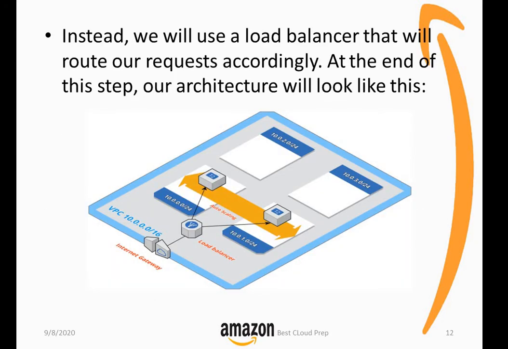Instead, we will use a load balancer that will route our request accordingly. At the end of this step, our architecture will look like this. As you can see, any traffic coming in through the Internet Gateway hits our load balancer. And it doesn't matter if one EC2 instance goes offline and a new one comes in with a new IP address, it will be added automatically, but the traffic decision of where it should go, which EC2 instances should deal with it, is done at the load balancer level.